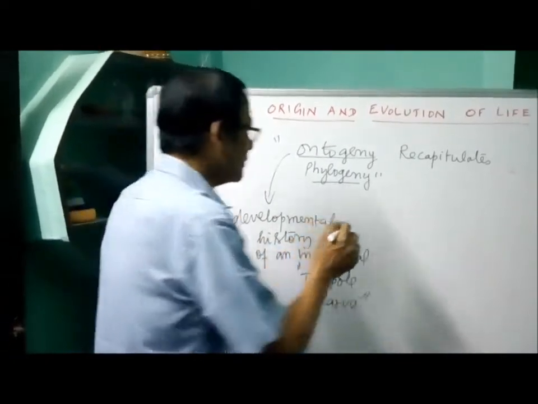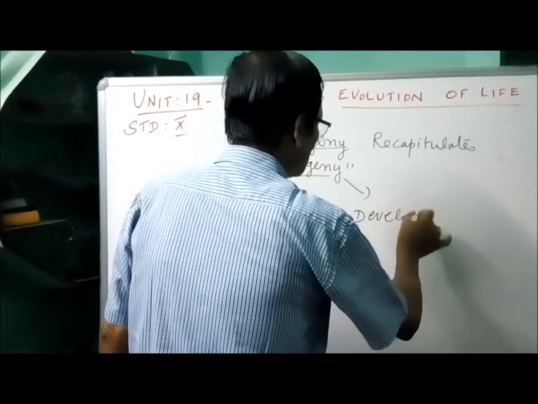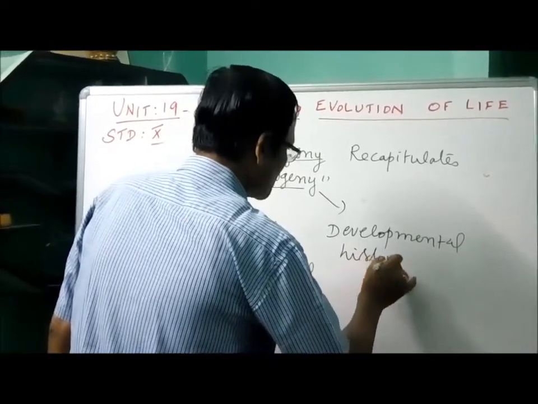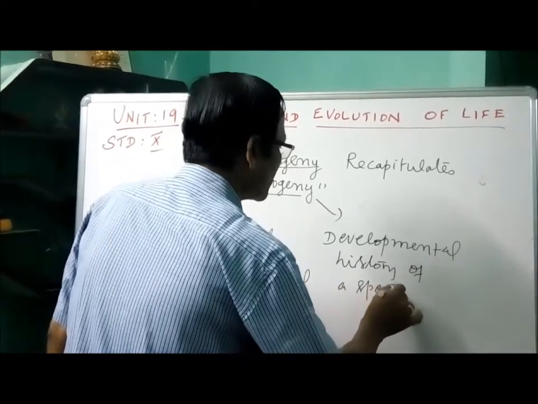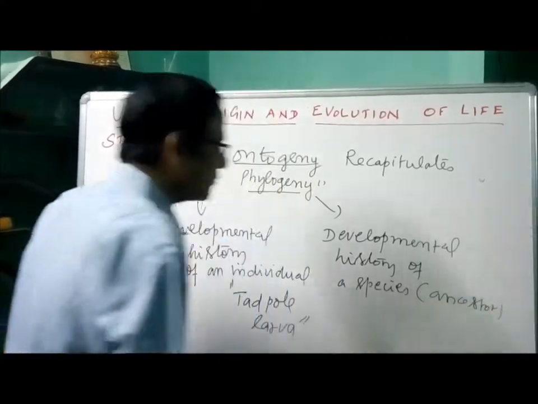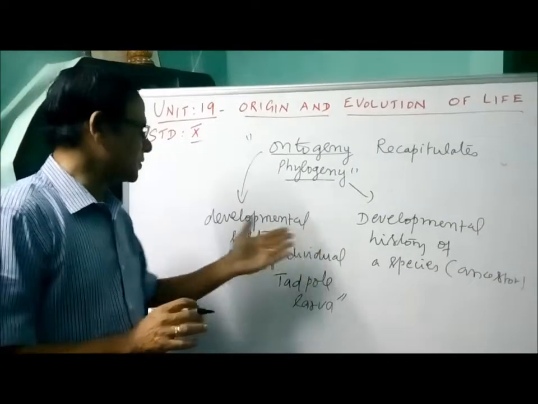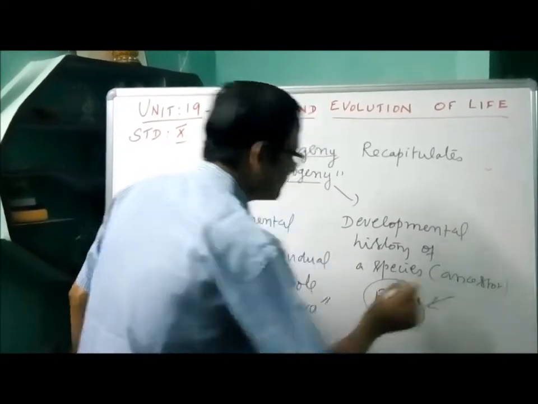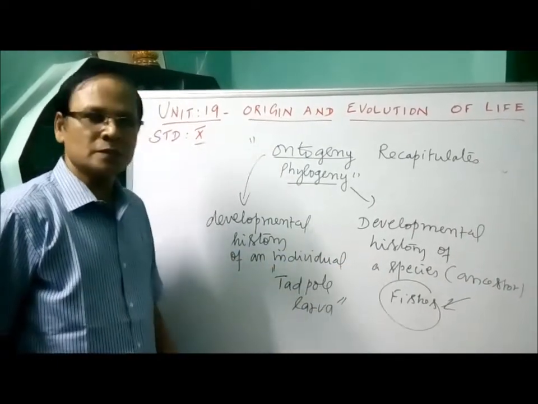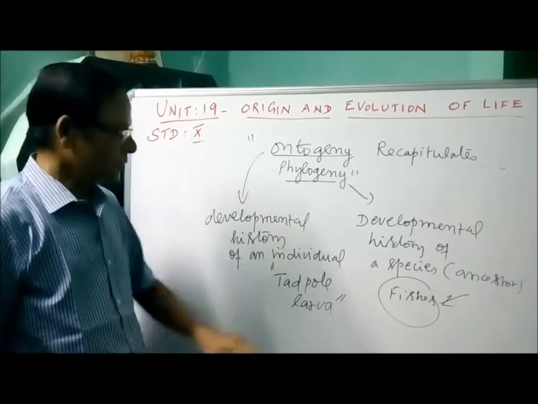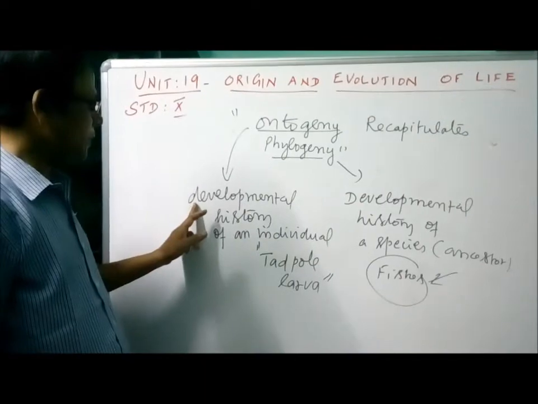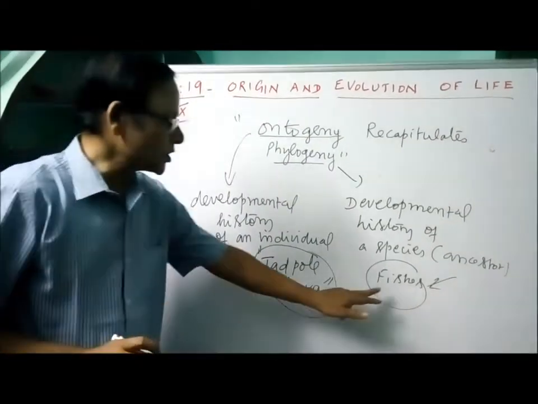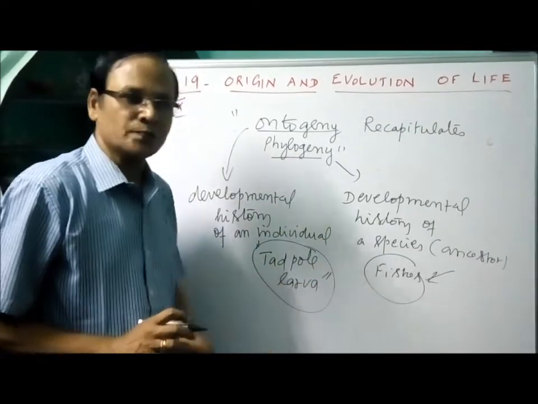What is phylogeny? The developmental history of its ancestor, the history of a species. If you are taking the ancestor of frog, the frog originated from the fishes, so fishes are the ancestor. Now during the development of frog, one of the stages, the tadpole larva, resembled the adult stage of the ancestor. So the tadpole larva looked like a fish.